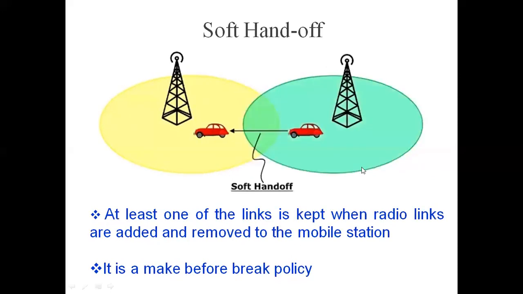On the contrary, in soft handoff, at least one of the links is kept alive when radio links are added and removed to the mobile station. This ensures that during the handoff, no break occurs. This is generally adopted in co-located sites. So it is a make-before-break policy.